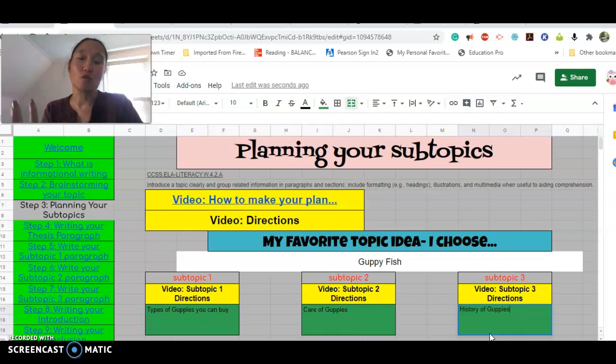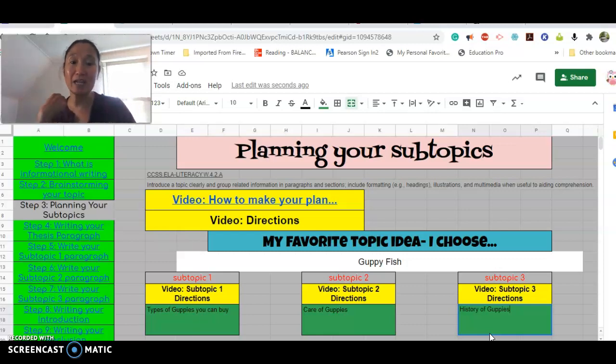And then I'm also curious, like, what are the guppies that I could go buy? Are there lots of different types of guppies? Like lots of different types of cats, lots of different types of dogs. And then how do you really take good care of your guppy? So those are 3 subtopics that I am going to categorize all my fact searching for: types of guppies, the care of my guppies, and kind of how did guppies come about? You know, the history of guppies is kind of what I'm looking for here.